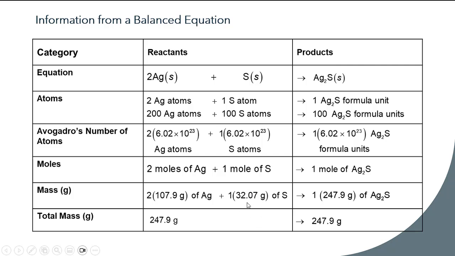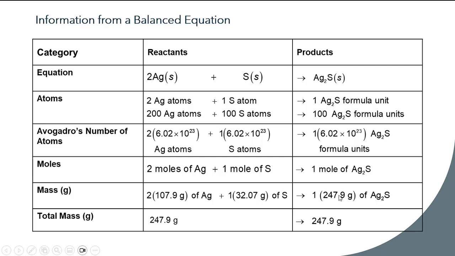The molar mass of sulfur is 32.07 grams. So I'm going to take down my jar of sulfur and weigh 32.07 grams of sulfur. If I mix these two up in the correct conditions, I should get 247.9 grams of silver sulfide.